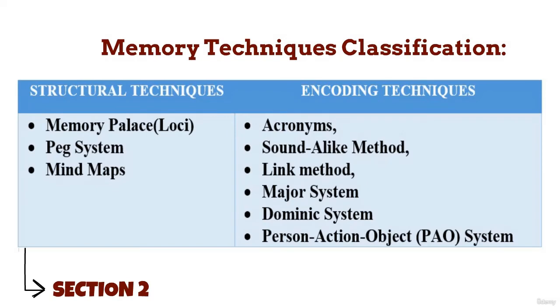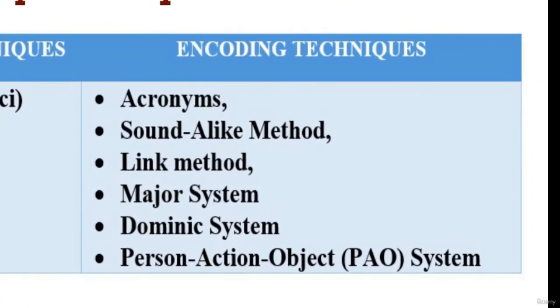And 2, techniques that encode the things you want to remember. Acronyms, the sound-alike method, the link method, the major system, the Dominic system, and the person-action-object PAO system. These techniques help you transform the abstract things you need to memorize, foreign words, numbers, dates, playing cards, topics to cover in a speech, etc., into easy-to-remember images.